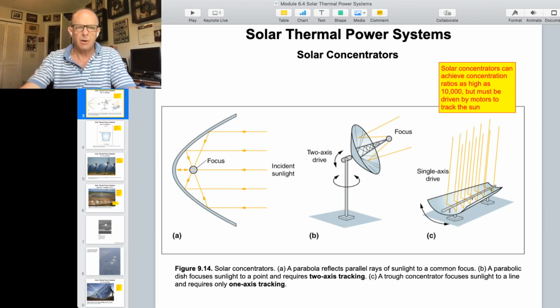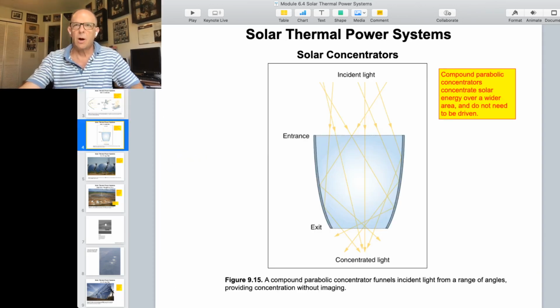So the figure here shows a schematic of a couple of different ways you can concentrate sunlight on a smaller area to superheat a fluid. And it can be water, but it usually isn't water.